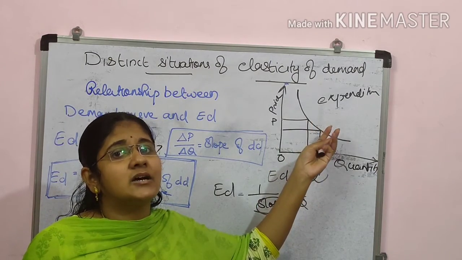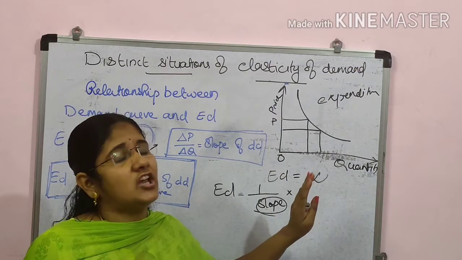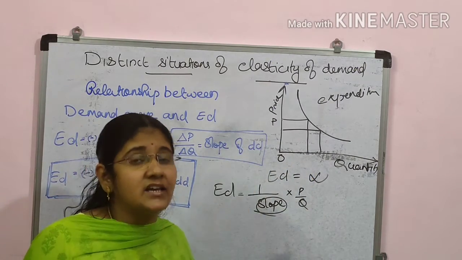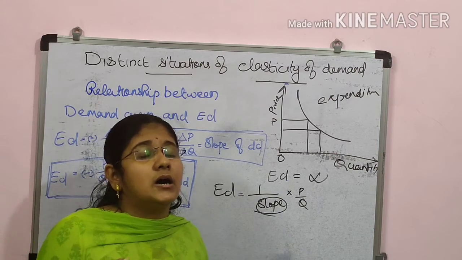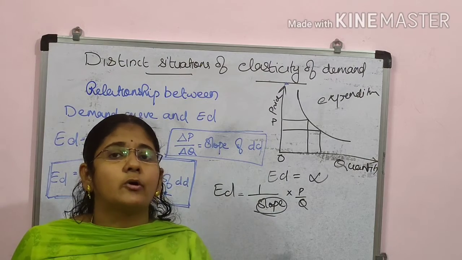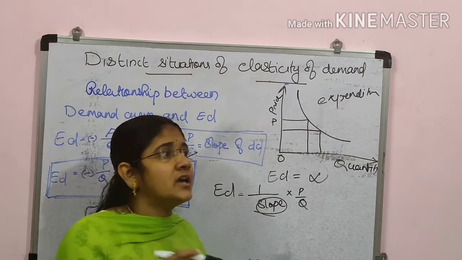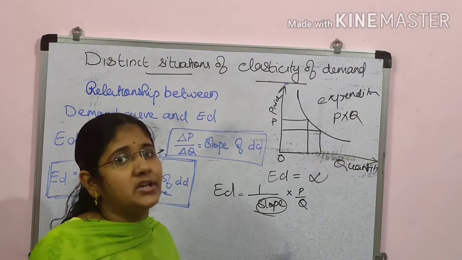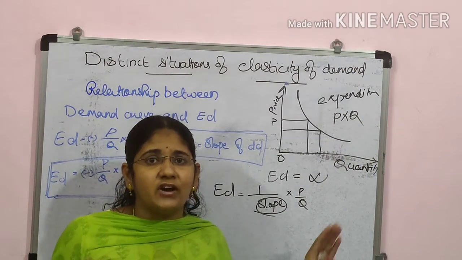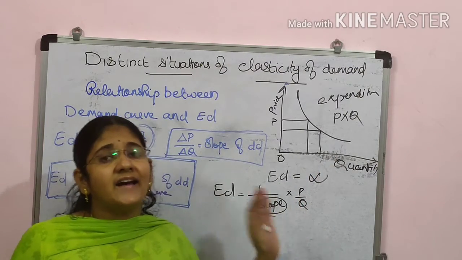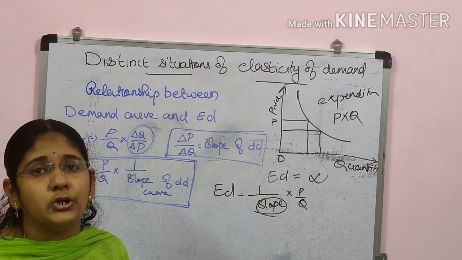If the price is more, we will purchase less quantity. If the price is less, we will purchase more quantity. So P multiplied by the quantity will remain the same value; expenditure will be the same. And in this case, the elasticity of demand is equal to 1.